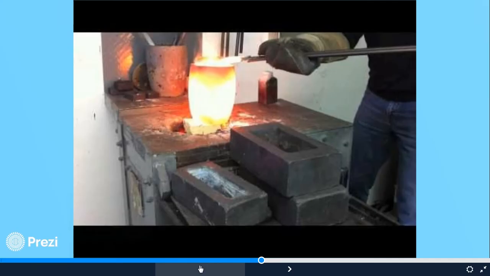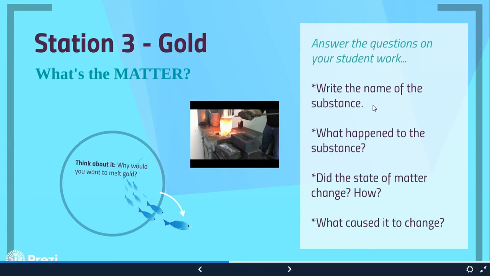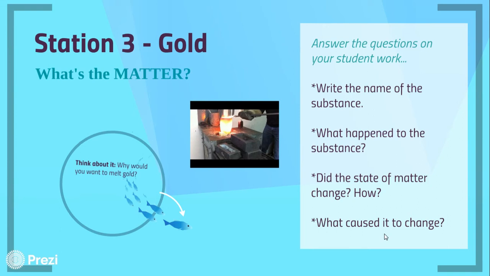And again, you are going to answer those same questions. Write the name of the substance, what happened to the substance, did the state of matter change, and how, and what caused it to change. So go ahead and hit pause and write those answers.